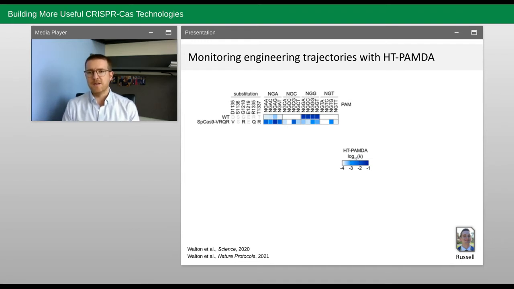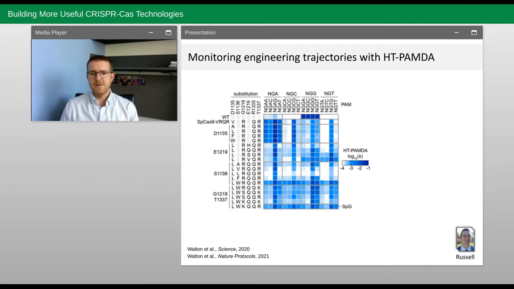And we can then use this HT-PAMDA assay to engineer lots of different versions of Cas9. Essentially now trying to relax the PAM requirement, we can go from either an NGG or an NGA variant down to this variant on the bottom here that now has a relaxed tolerance for PAMs that we called SpG, because it now required only a single guanine, meaning that it could recognize all these different PAM sequences.